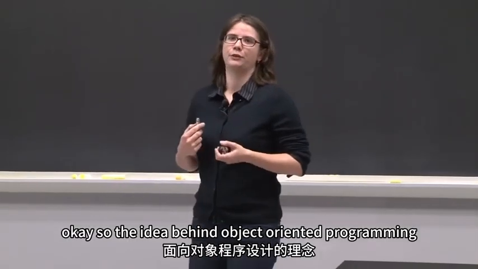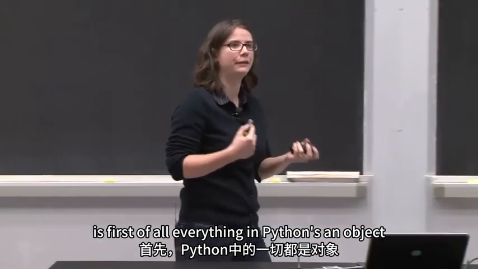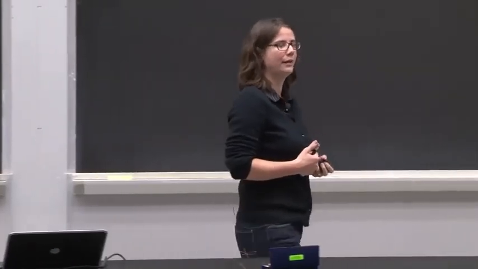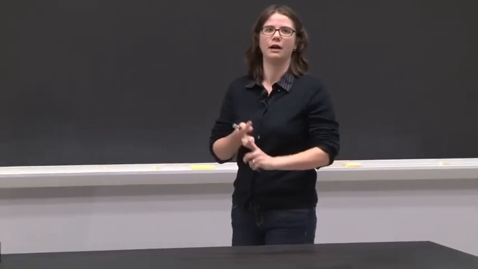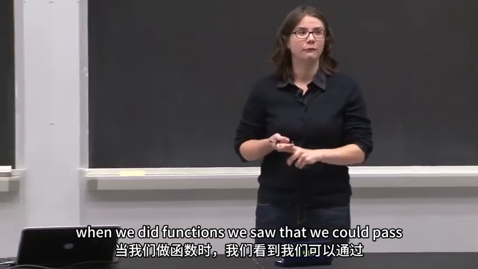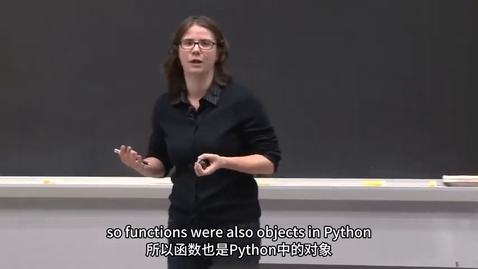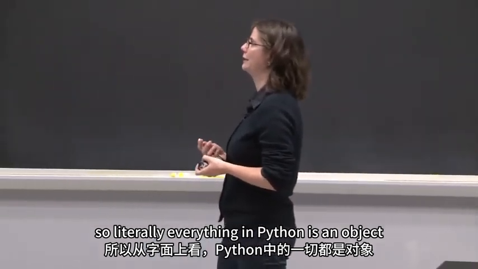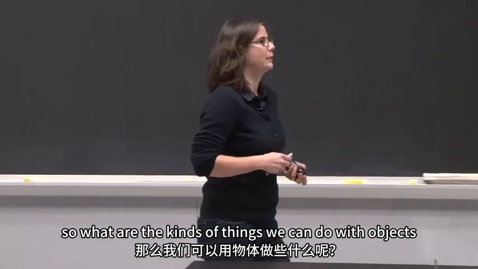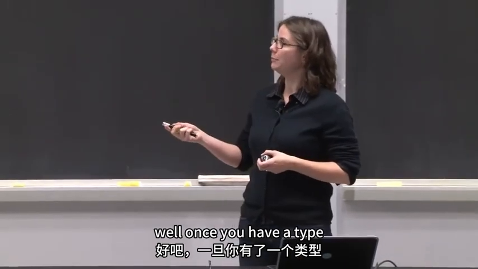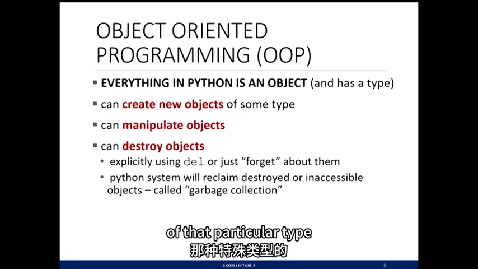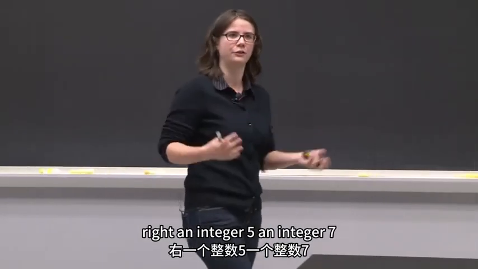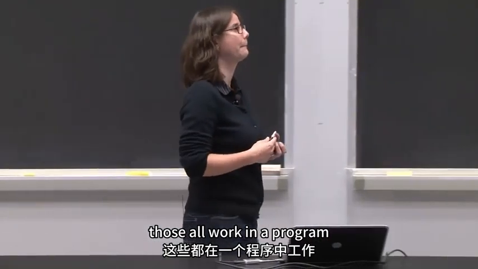Okay, so the idea behind object-oriented programming is, first of all, everything in Python is an object. We've said that before, and in this lecture, I think we'll really get at what that means. So we've seen strings, integers, dictionaries, lists, those are all objects. When we did functions, we saw that we could pass another function as a parameter, so functions were also objects in Python. So literally everything in Python is an object. So what are the kinds of things we can do with objects? Well, once you have a type, you can create a new object of some type, and you can create as many objects as you'd like of that particular type, right? An integer 5, an integer 7, those all work in a program.